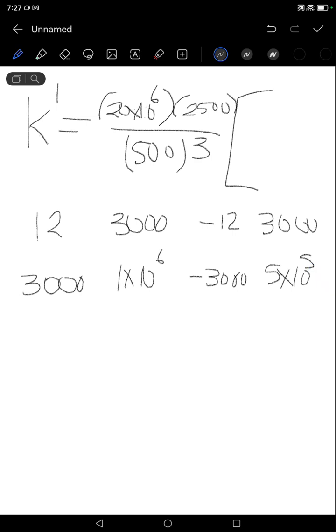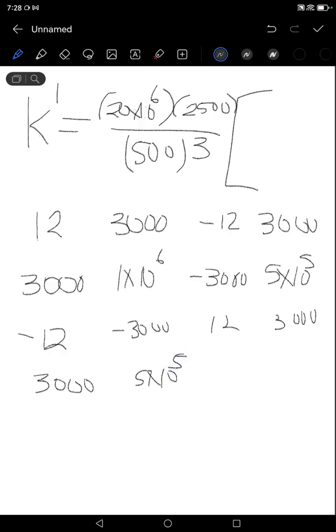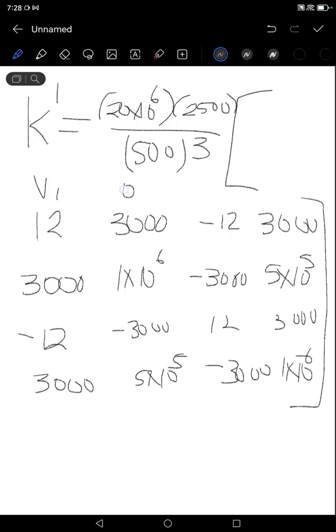Okay, like this. The third one is going to be minus 12, minus 3,000. Okay, and then 12, then 3,000. The last one is going to be 3,000, and then 5 multiplied by 10 to the power of 5. Then minus 3,000. Then here 1 times 10 to the power of 6, like this. Okay, and then on top we're gonna have V1, theta 1, V2, and then theta 2, like this.